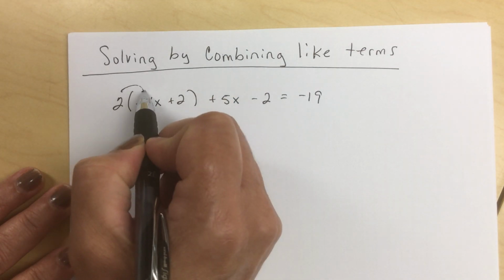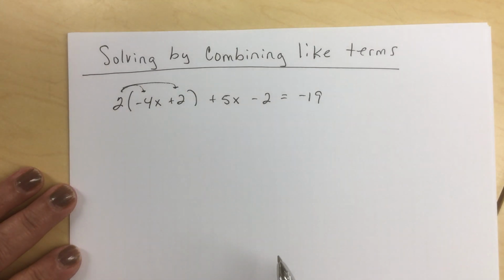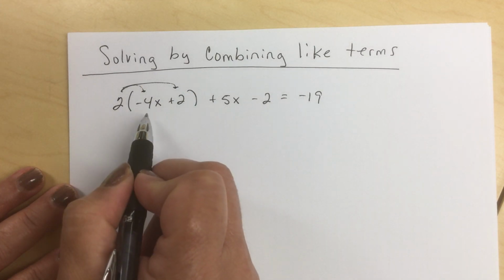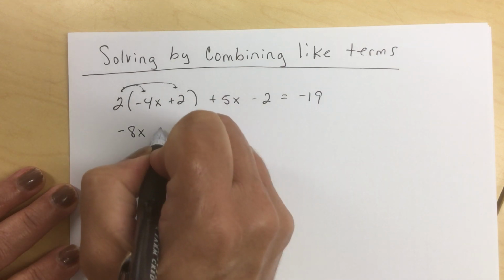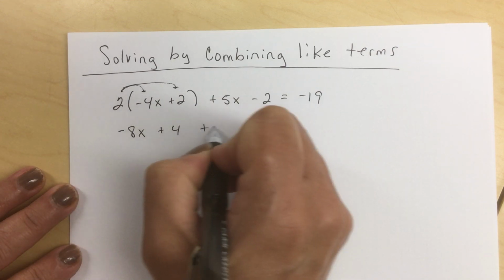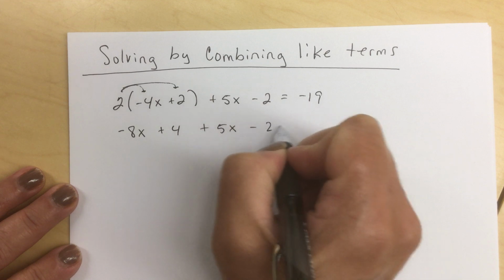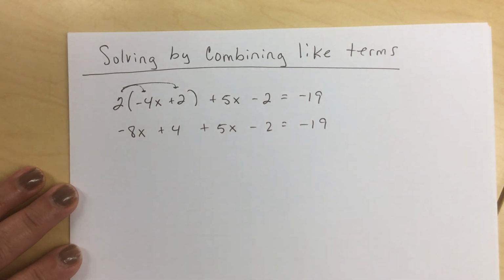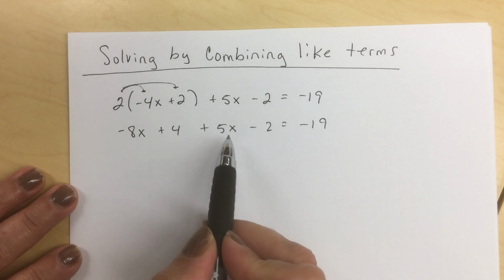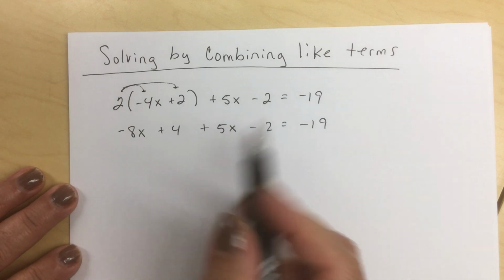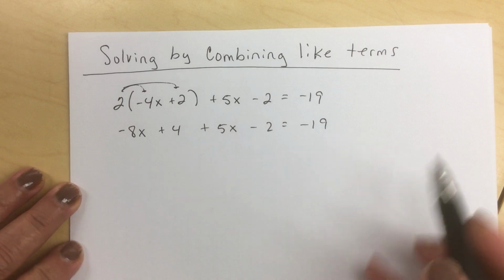So we're going to take this 2 times both things in the parentheses. So 2 times negative 4x is negative 8x, and 2 times 2 is 4. So that becomes that. And then just copy the rest of it down. Okay? Now, these two x terms are on the same side, so we're going to combine them. We are not going to add 8x to both sides.